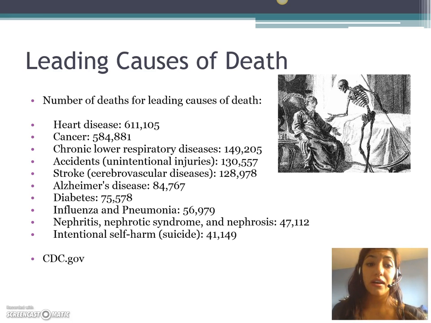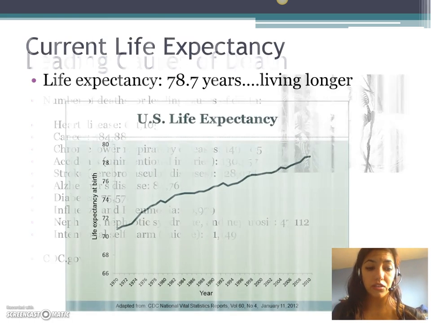So the leading cause is heart disease. Second is cancer. Cancer is very prevalent. Next is chronic lower respiratory diseases. That's why you see a lot of those anti-smoking campaigns. Accidents, unintentional injury, stroke is next. Alzheimer's, diabetes, influenza, pneumonia, nephrotic syndrome, intentional self-harm, which is suicide, at about 40,000 a year. So this is from the CDC.gov site, so you can take a look at more leading causes, but those are the top in the U.S.